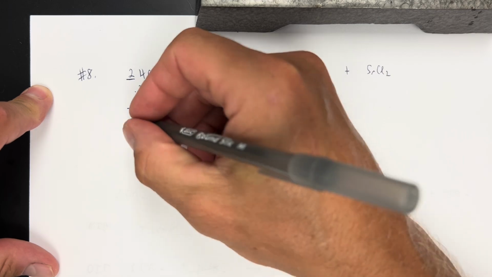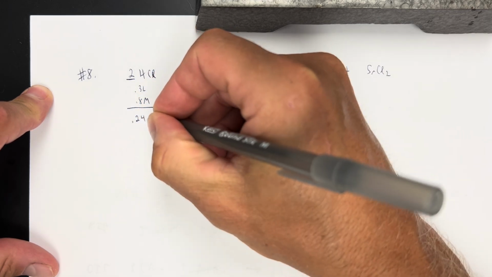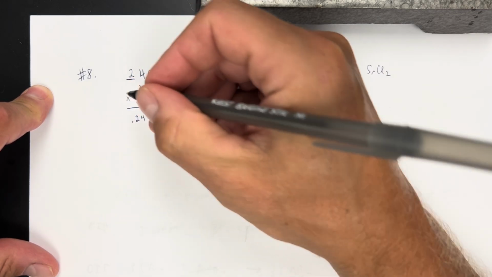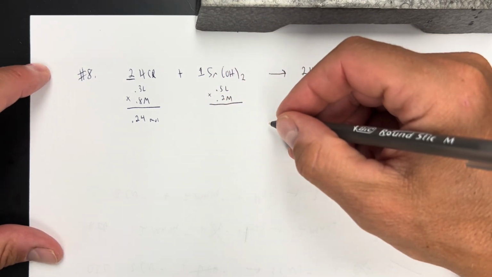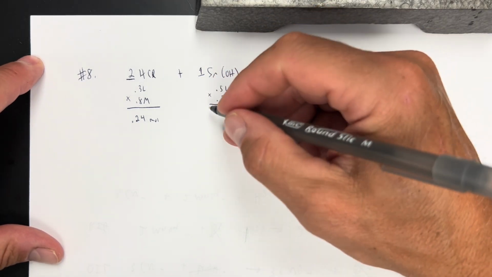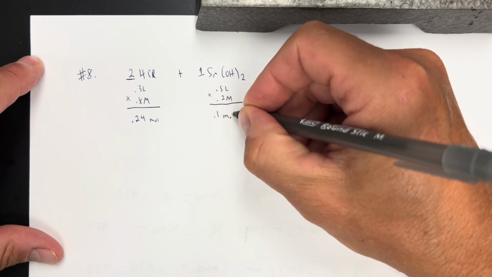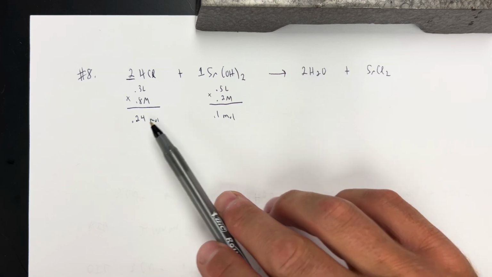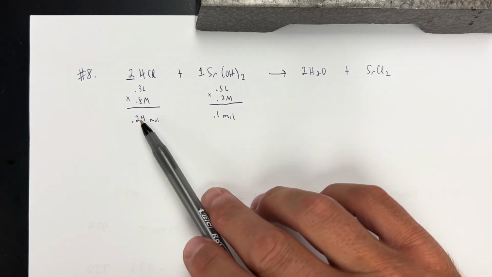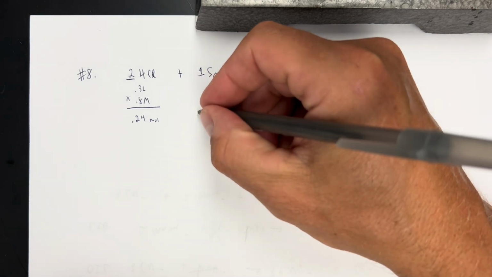0.3 times 0.8 would be 0.24 moles. Remember, you multiply liters times molarity, that is moles. You can do that 1,000 times throughout the year. 0.5 times 0.2 is 0.1 moles of that. So we should be able to figure out the limiting reactant. It's a 1-to-2 ratio, so this needs to be double that, and it is more than double. So there's excess, limiting.